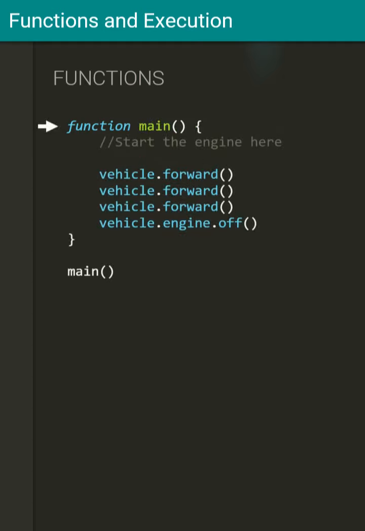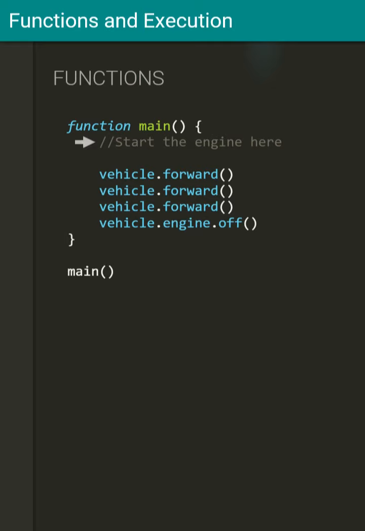This is the main function, which is first declared, then called. You can see there are 4 statements commanding your vehicle to move forward 3 times, then turn its engine off. These statements are function calls. Your vehicle has a programming interface, so you can call predefined functions like vehicle.forward to command it to move forward.